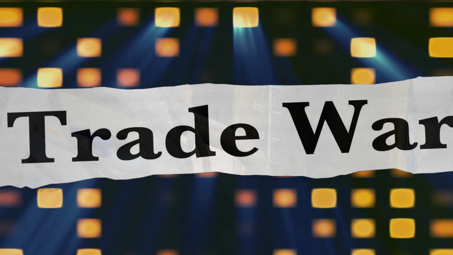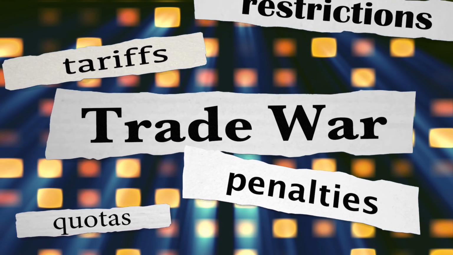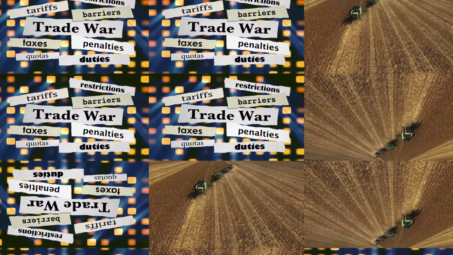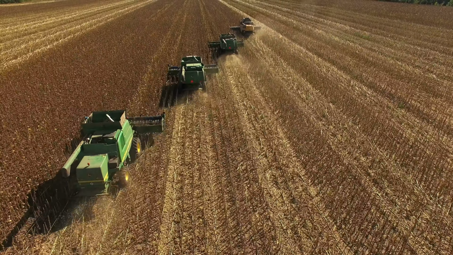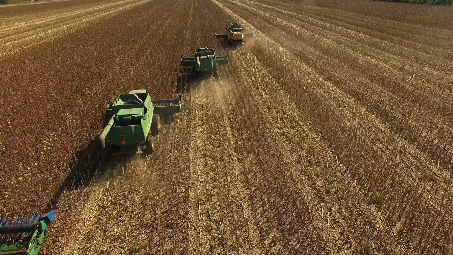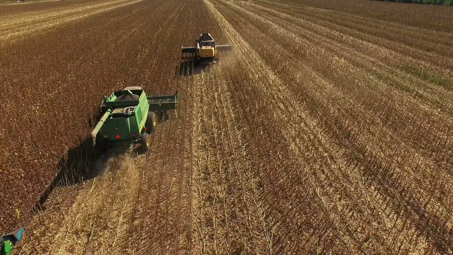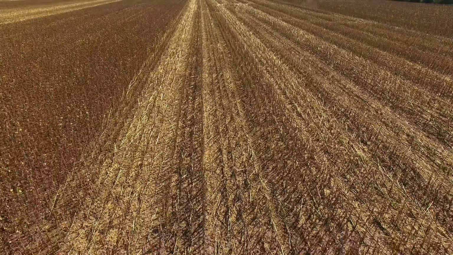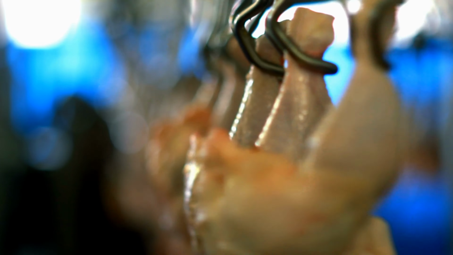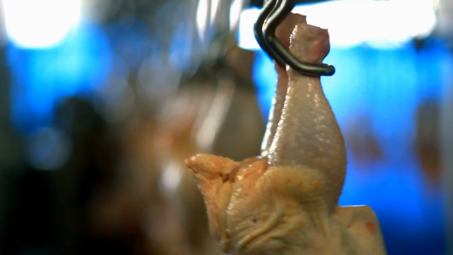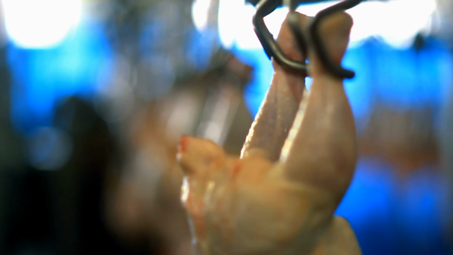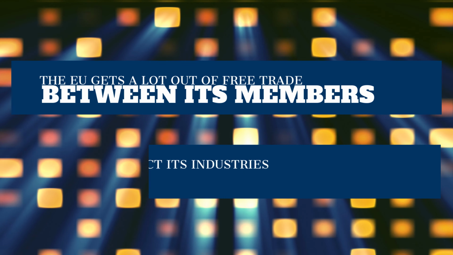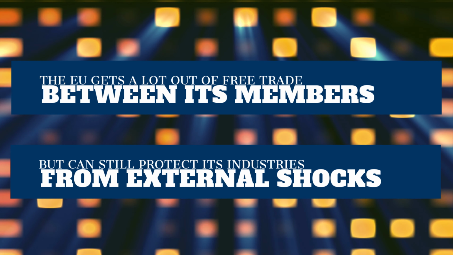On the other hand, the European Union can be seen as extremely protectionist. Take agriculture as an example. The EU not only imposes tariffs on many agricultural imports from non-member states, but also subsidises its own agricultural industry to protect it from global competition, a policy which harms developing countries trying to export into the EU. In addition, the EU has a number of non-tariff barriers, such as strict standards and regulations which prevent, for example, the US exporting chlorinated chicken into the EU. In this way, it could be said that the EU is able to get the most out of free trade between its members, but still protect its industries from external shocks and global competition.